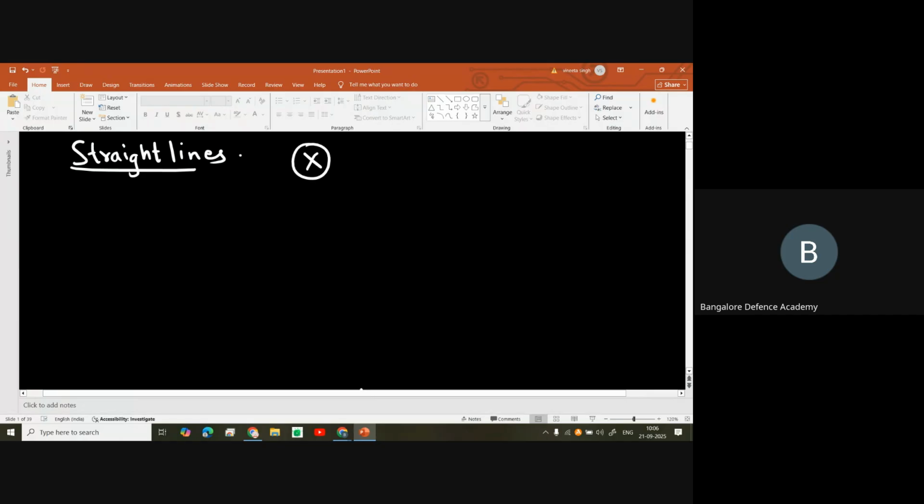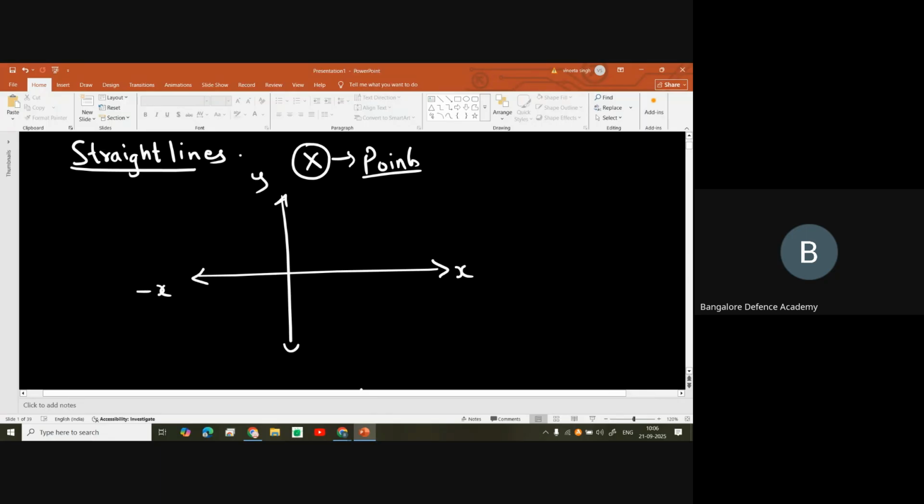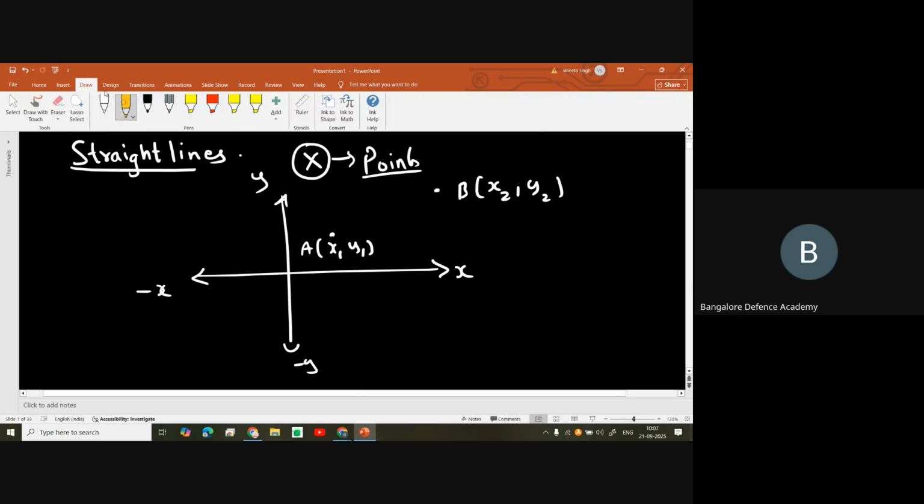In 10th, you have done a chapter called points. So imagine this is the x-axis, this is the y-axis, this is the positive x-axis, this is the positive y-axis, the negative x-axis and the negative y-axis. Imagine I gave you a point A here, x1 comma y1, and if I give point B here, that is x2 comma y2.